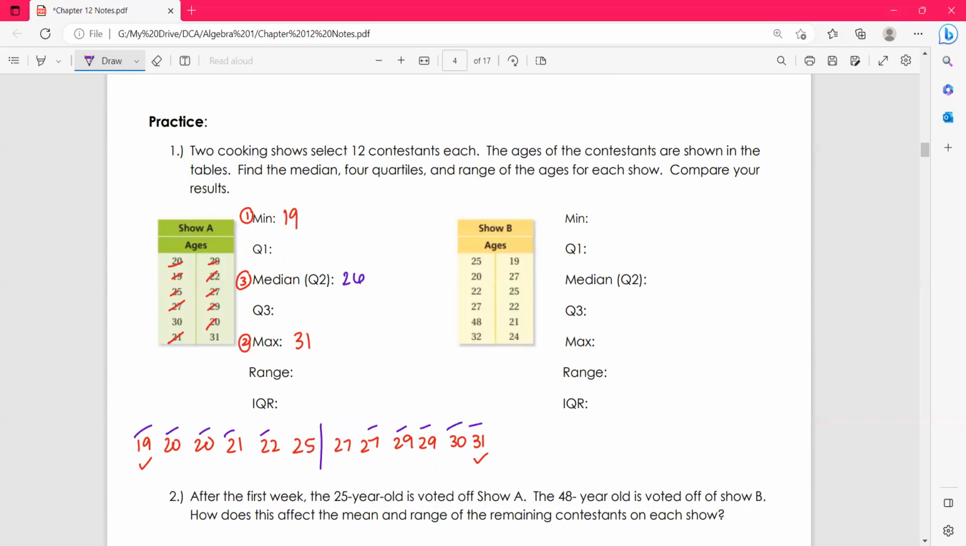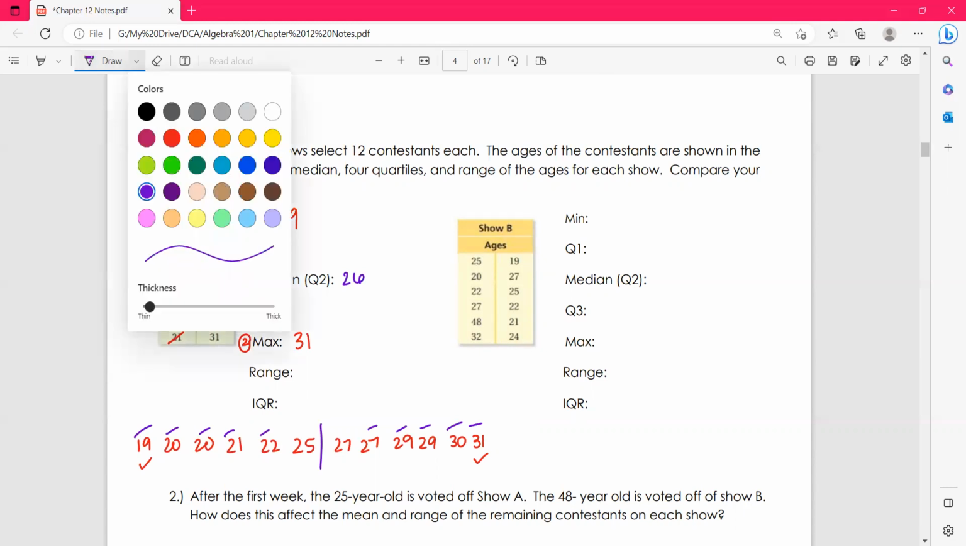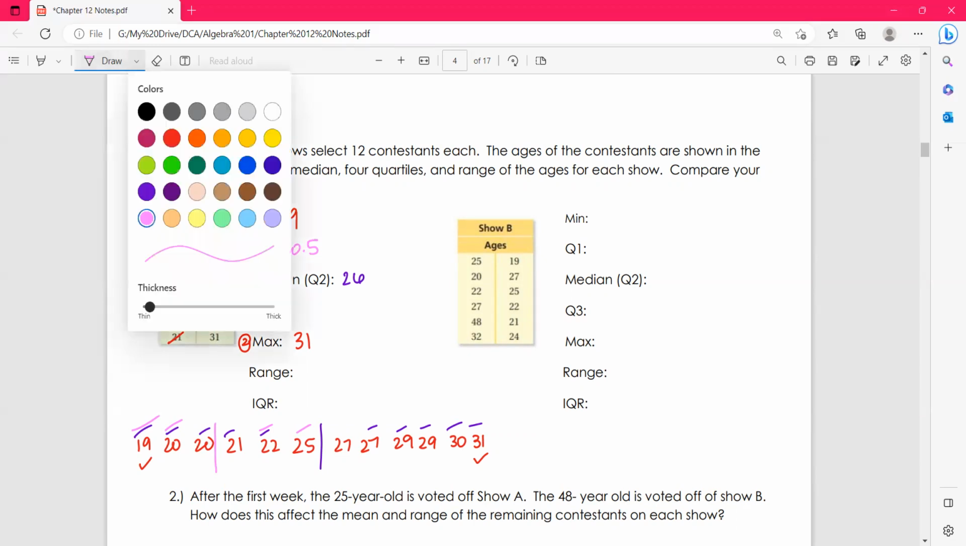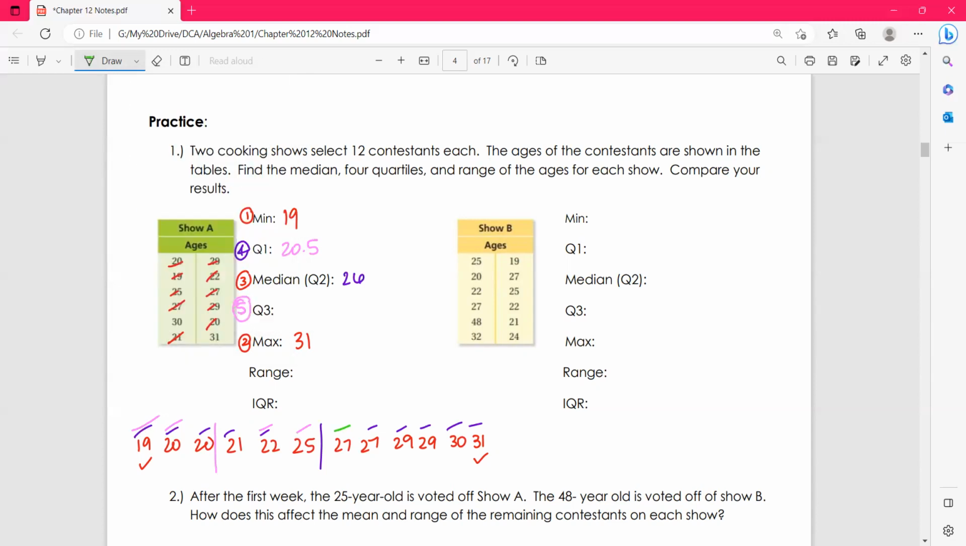Then I'm going to find my Q1 next. I'm going to find the median of the lower half of the data. And I'm going to use all of these numbers. 19 cancels with 25. 20 cancels with 22. Here's in the middle, 20, 21, we'll get 20.5 is Q1. And then in Q3, this will be the fifth thing that I find. 27, 31, 27, 30, 29, 29, right in the middle, we will just say that's 29.